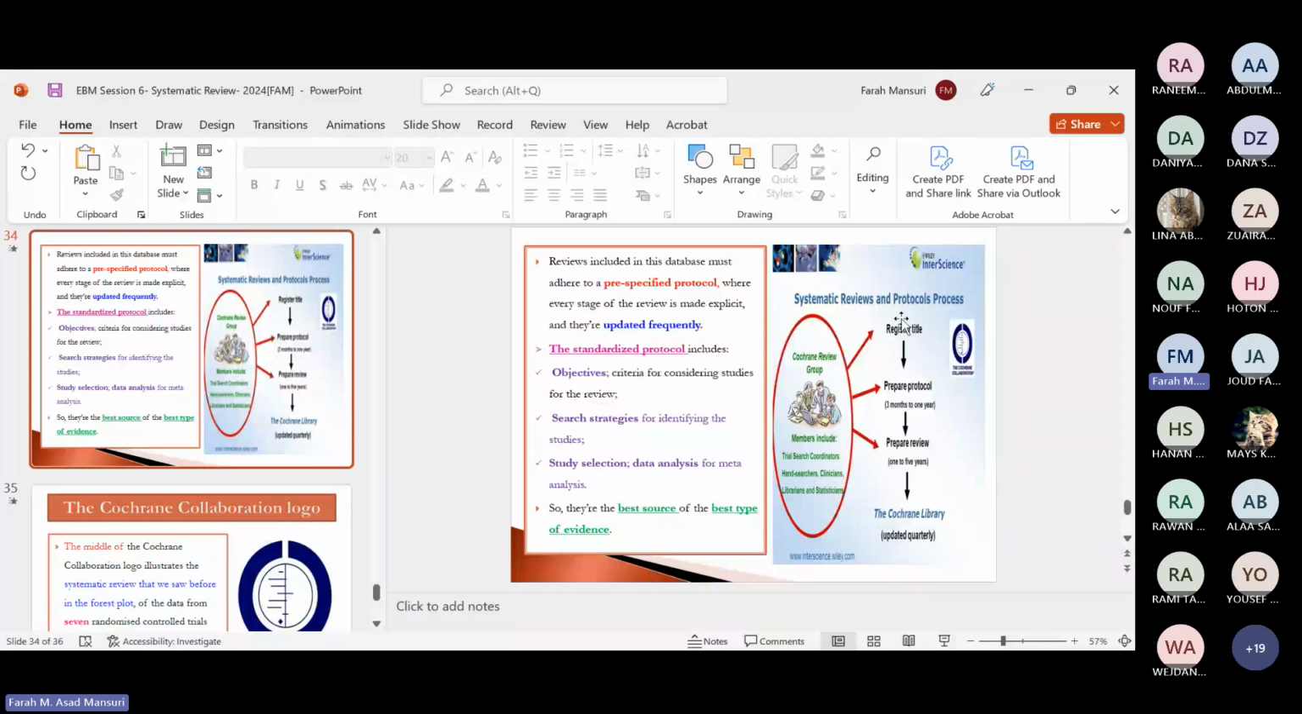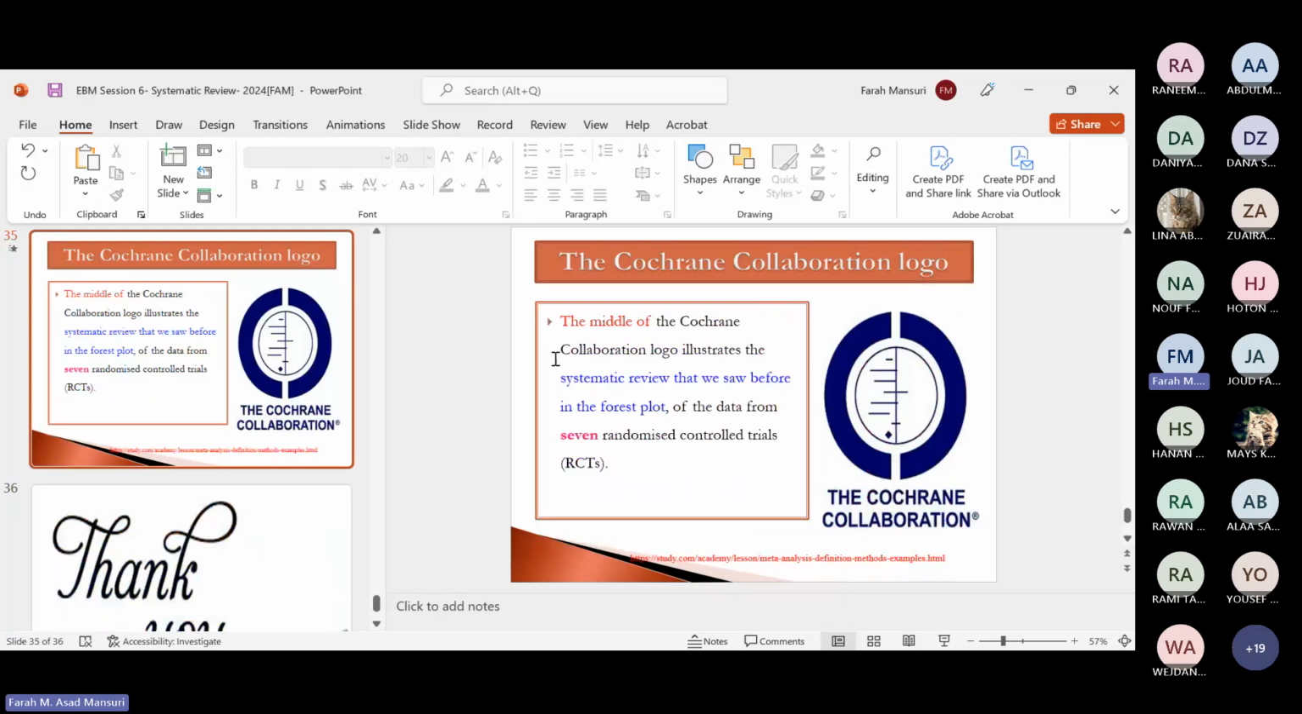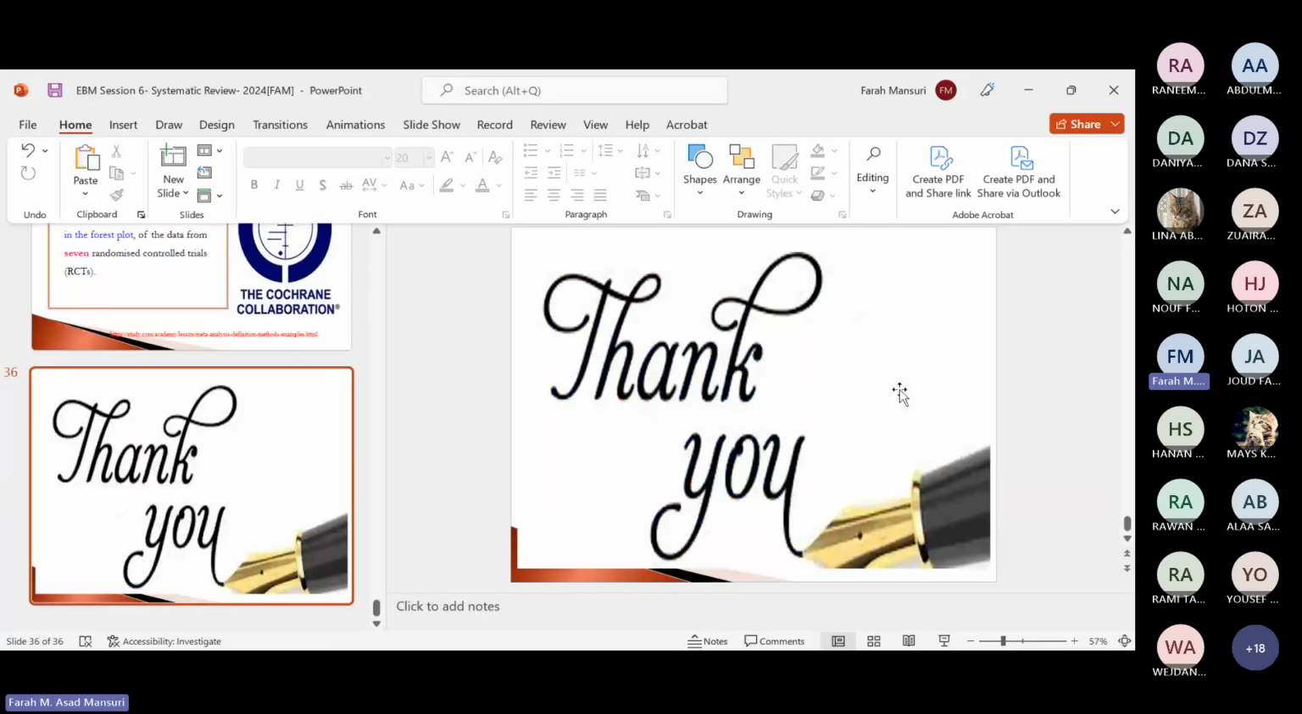The title of the systematic review is to be registered. The protocol is to be prepared in the next 3 months, and then a review is to be prepared in a year or so. In the middle of the Cochrane collaboration logo, you can see the illustrated systematic review that we saw before in the forest plot. This is the picture of the forest plot, which is in the middle of it. And this is from a very famous 7 randomized controlled trial. So that is all from my side.